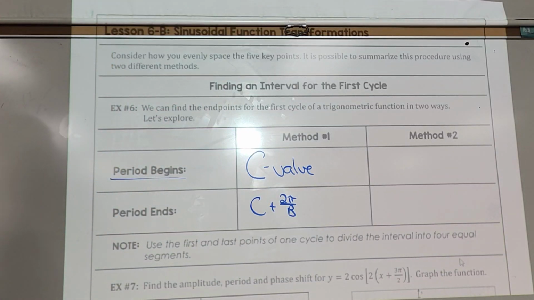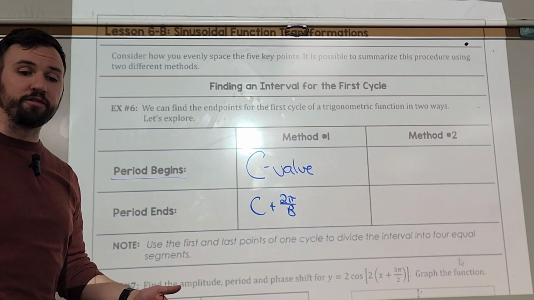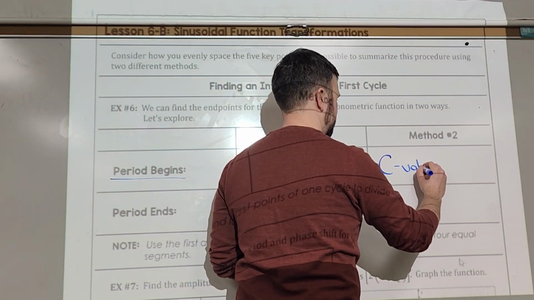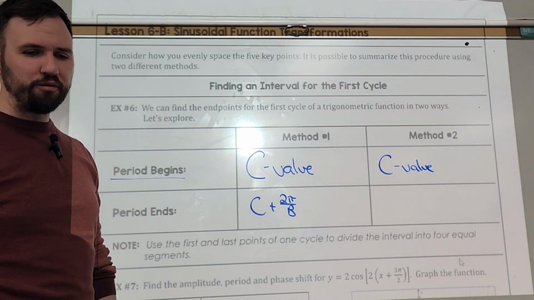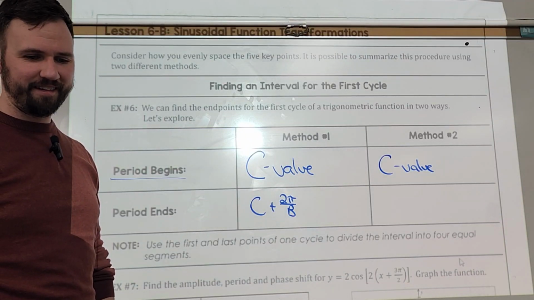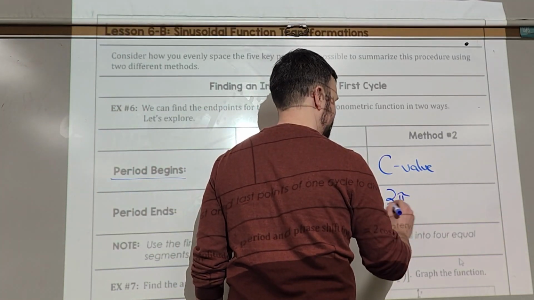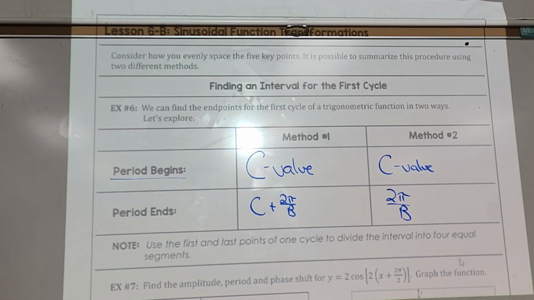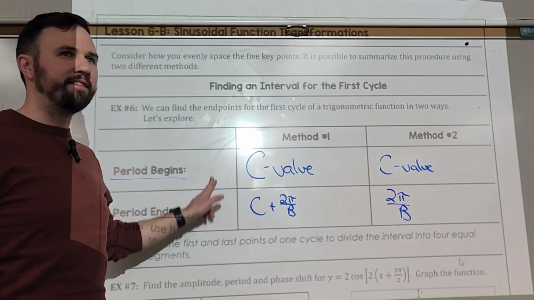Method number 2 I could do is, where do I start? My C value. Why would they even teach it this way? And then we do our endpoint is 2 pi over B. I'll show you. I don't do it this way. I always do it this way.